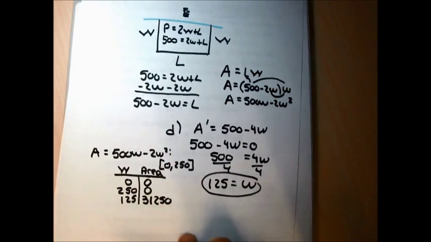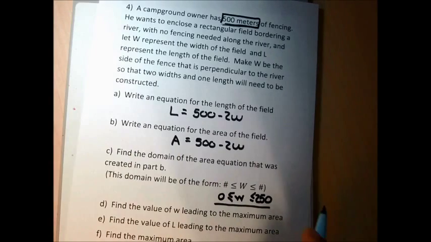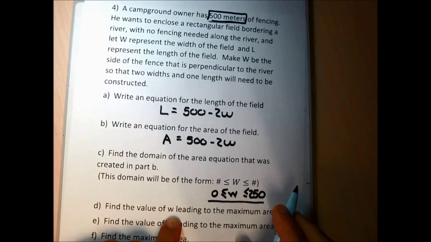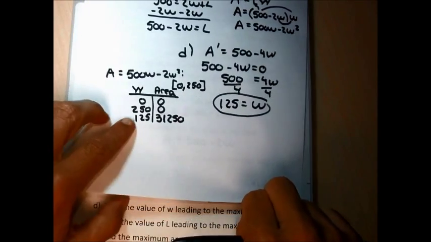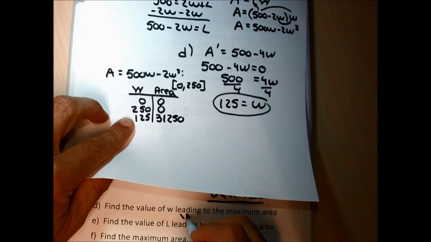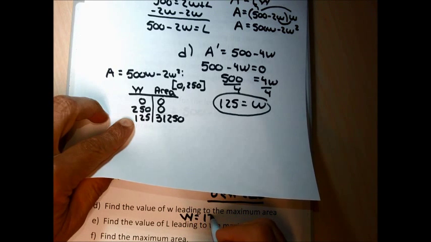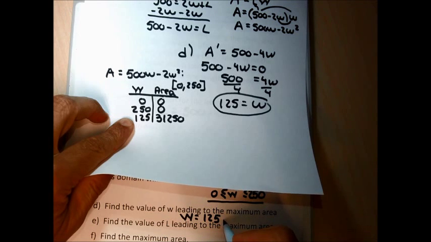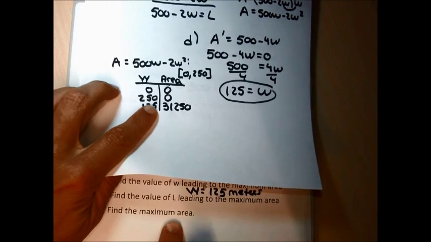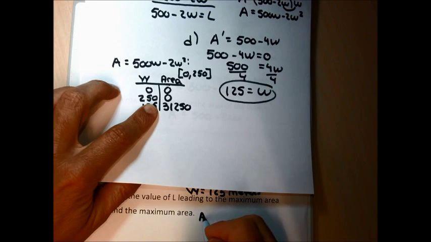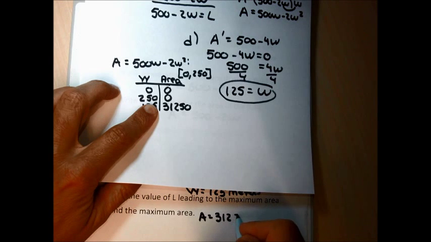So now I'm going to answer the last few parts of this. The value of W that leads to the maximum area is the X coordinate, and it's in meters. So the value of W that leads to the maximum is width, or W, equals 125. And because the units are in meters, I'm going to write meters. The maximum area is this 31,250. So area equals 31,250, and it has to be in square meters.